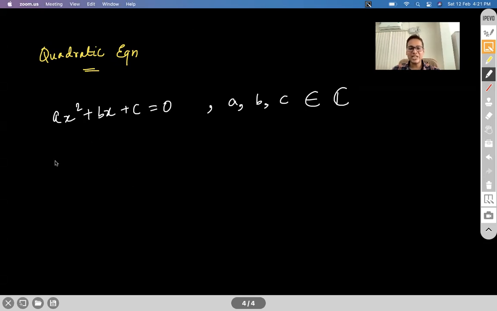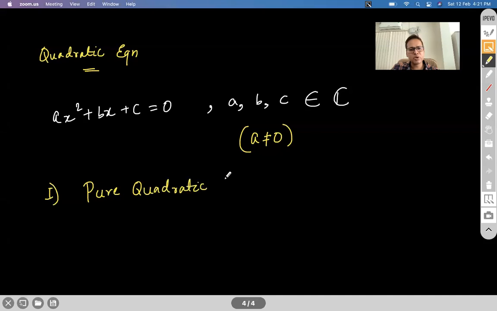Now in a quadratic equation, please understand a cannot be zero, because if a is zero, it will become a linear equation. We normally categorize quadratic equations into two types. One is called a pure quadratic equation. What's a pure quadratic equation? A pure quadratic equation is where your b is zero.